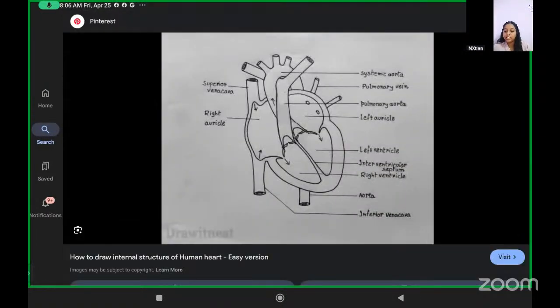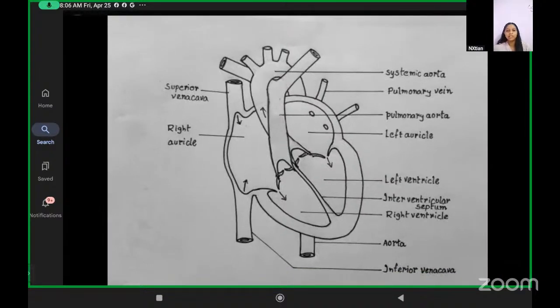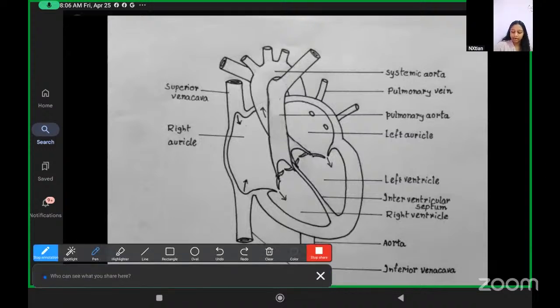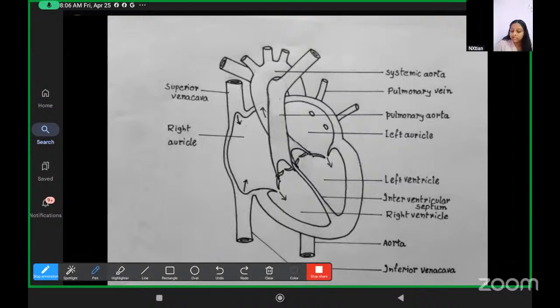See very clearly, we can see in this diagram. Since it is a diagram, it's very clearly visible that here is the aorta. Here we can see the pulmonary veins. Then left auricle we can see, left ventricle we can see. Then right ventricle we can see here, aorta we can see here. Inferior vena cava, this is right auricle and superior vena cava.